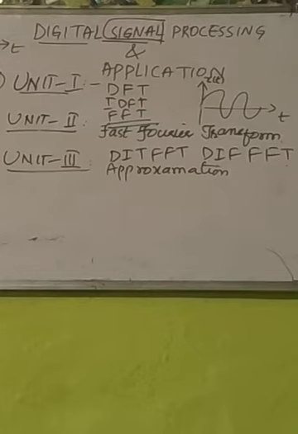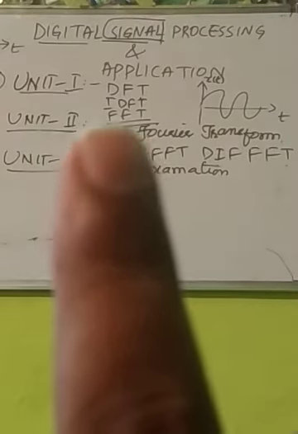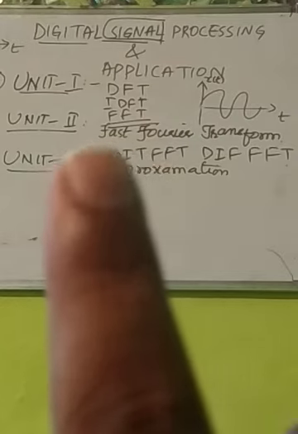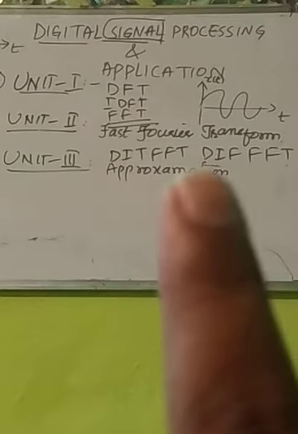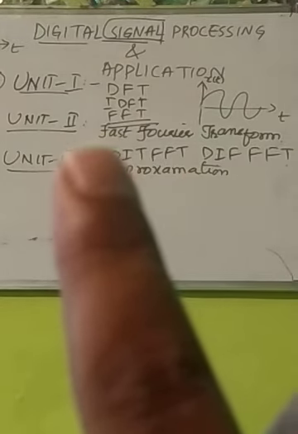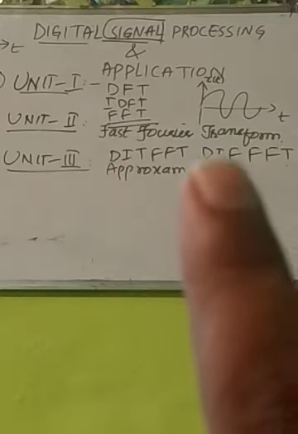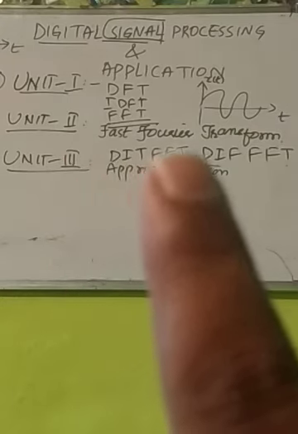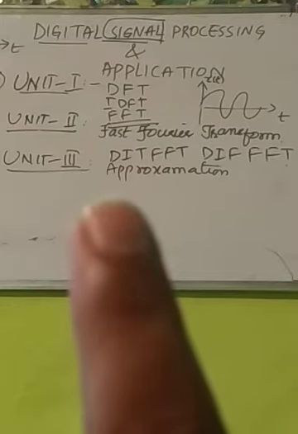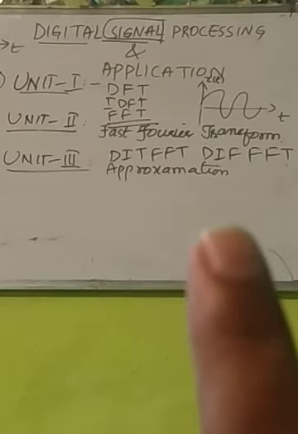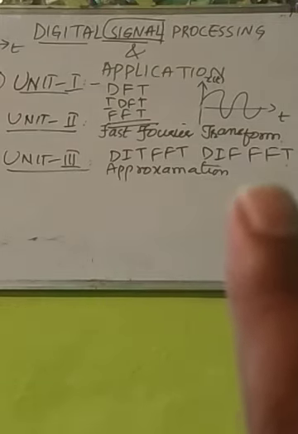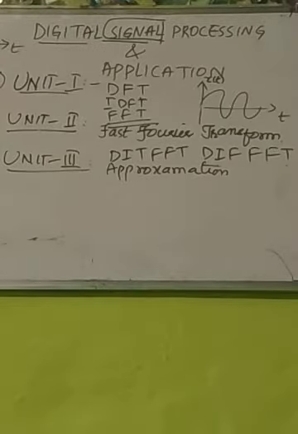Now we are going to use the digital signals and perform these 3. First we are going to learn DFT, second IDFT, next FFT. What is the full form of FFT? It's fast Fourier transform. Next, come back to unit 2. In unit 2 we are going to learn fast Fourier transform, which has 2 things: DIT FFT and DIF FFT. DIT is decimation in time, and DIF is decimation in frequency. These 2 concepts we learn in unit 2.